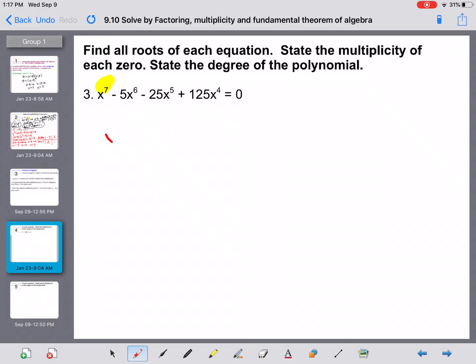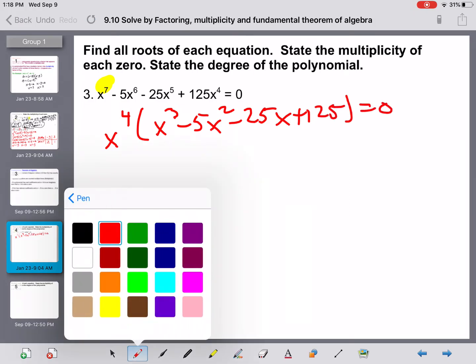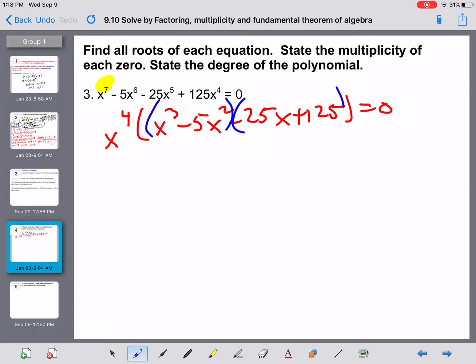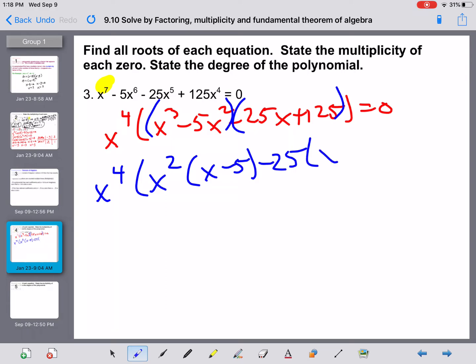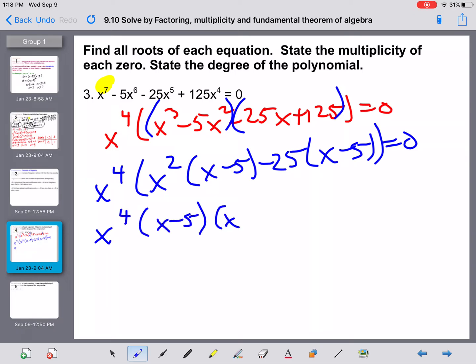So if we first factor out the GCF of x to the 4th, it's going to leave us with x to the 3rd minus 5x squared minus 25x plus 125. We want to factor by grouping inside the parentheses. So we're going to be left with x squared, which is the GCF of the first group, and we get x minus 5. We can take out a minus 25 out of the second group, and that's going to leave us with x minus 5. Keeping x to the 4th on the outside, we're going to end up with x minus 5 and then x squared minus 25.